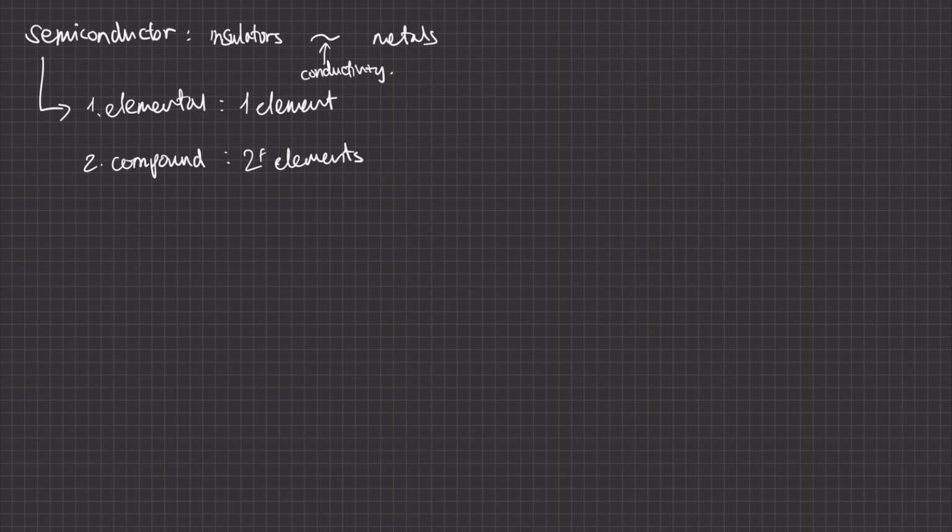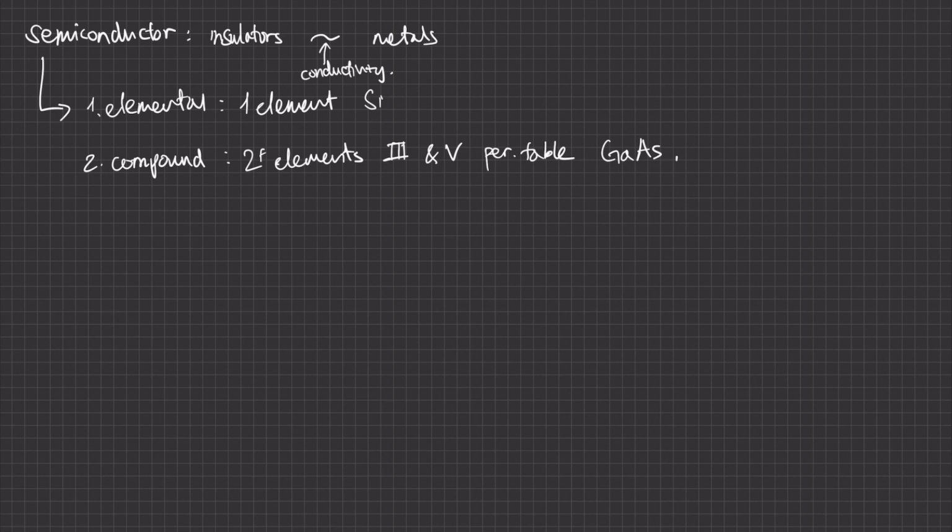And there are two types of semiconductors actually. One is elemental and the second is compound. An elemental semiconductor is basically a semiconductor that consists of one element, and compound obviously two elements, mostly from groups 3 and 5 of the periodic table. For example, gallium arsenide, and that one, for example, is just silicon. And yeah, those are the basic facts about semiconductors you need to know.